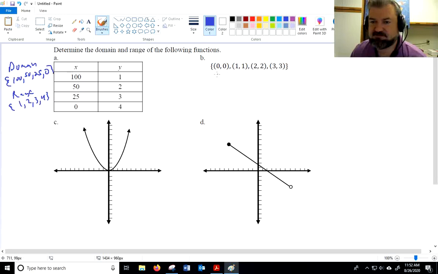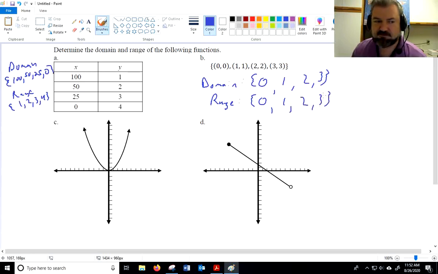Oh, looks like I gave you the same problem again, didn't I? Oh well, that happens. The domain is 0, 1, 2, 3. And the range is 0, 1, 2, 3. Oh no, it looks like the same problem, but that's a different problem. Okay, never mind. Same x's, but they were different y's.